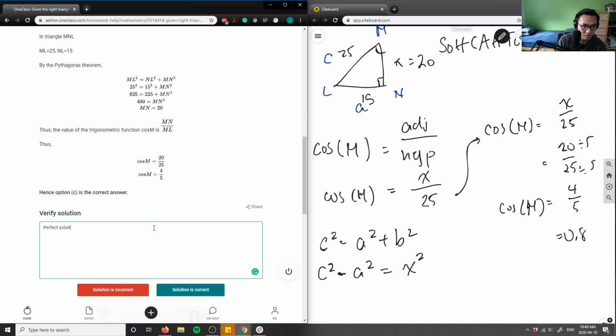Perfect solution. Great use of great step by step. Solution is correct.